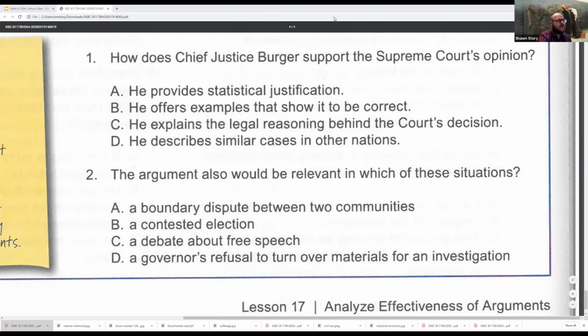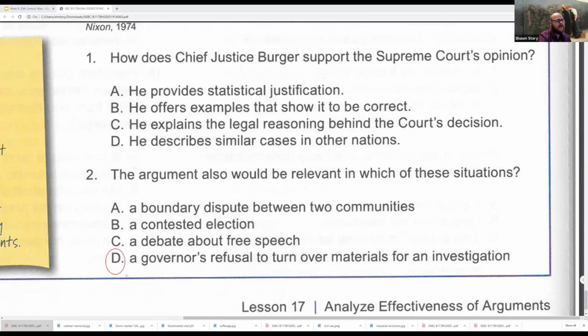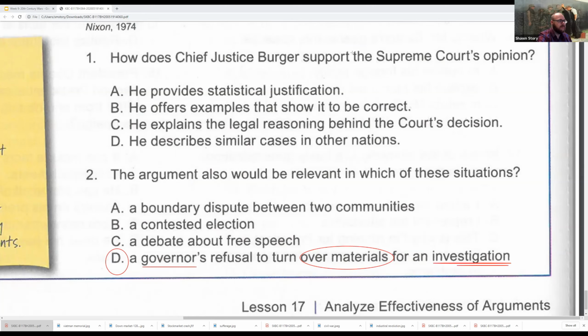If you said D, you are correct. They're making a connection between a president of the United States and a governor of a state. And that the president of the United States having these recordings would be just like other materials that a governor would have, that the courts are saying, hey, you need to give us these so we can look at them for the purpose of an investigation.